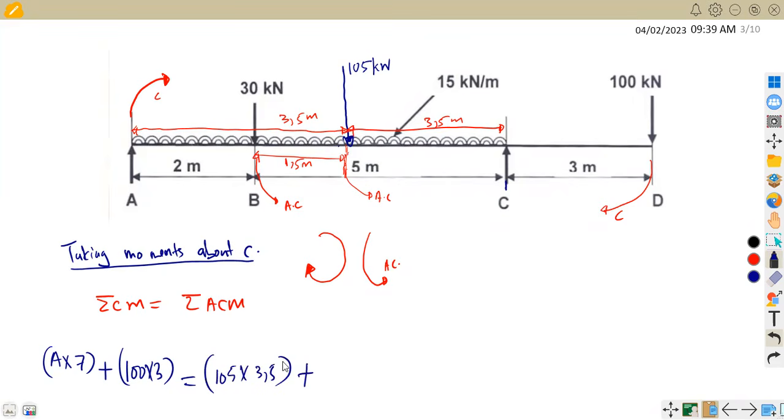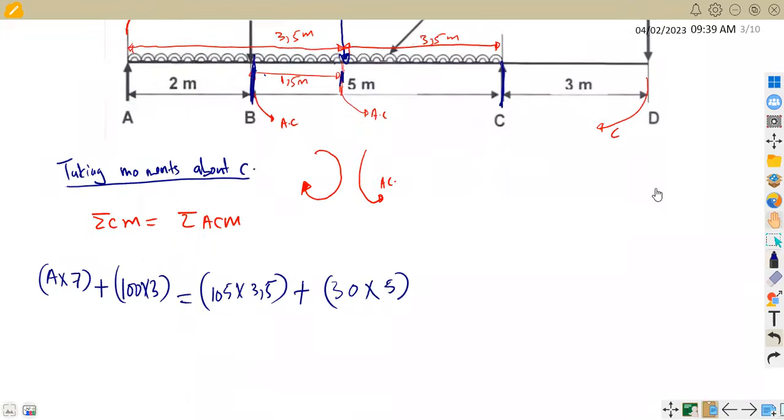Plus, we still have another anti-clockwise at B. So this is B back to the point C. B is actually 30 kilonewtons. So we've got 30 times the distance. What is going to be the distance? That is a 5. B and C are separated by 5 meters, if you had to check. Or you can add 3,5 plus 1,5 because this is 1,5. So this is going to give us a 5. All right, so that's it.